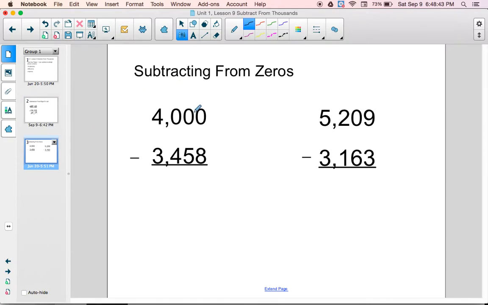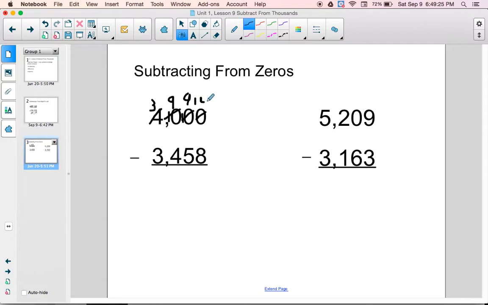This time we have the number 4,000 minus 3,458. Notice all these zeros in here. That's going to require me to start here at the right and go all the way to the thousands place. You have to be careful now. I'm going to regroup, make this a 3, and you have to add 10 here. Think about what you're doing. Now, I'm going to have to regroup again, make this a 10, and regroup, make that a 9, and finally make this a 10.